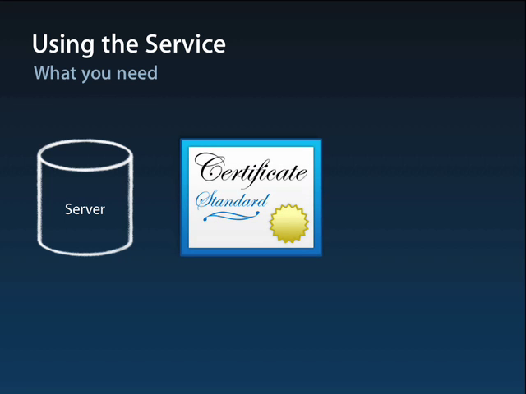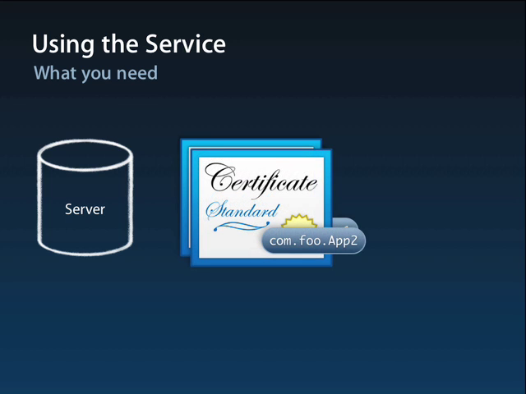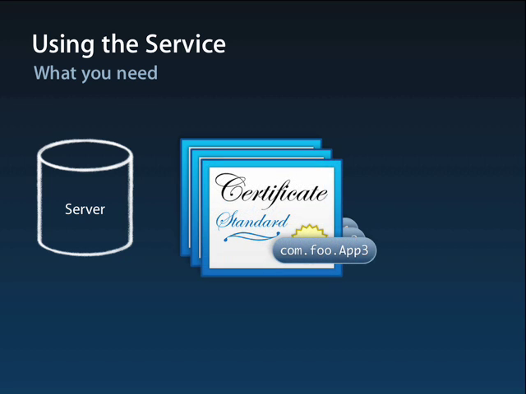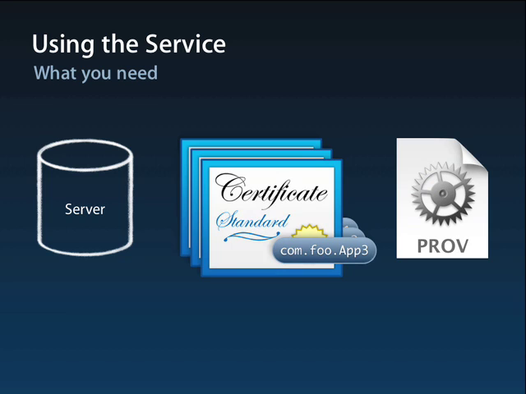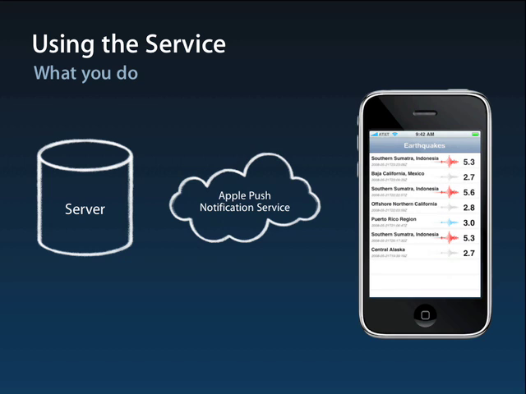You'll also need a certificate for your server. This establishes your identity with the service and automatically identifies the application you wish to send notifications for. This means you'll need a certificate for each application. If you develop multiple apps, you'll need multiple certificates. Finally, you'll need a new provisioning profile that entitles your iPhone app to connect with the service. You obtain your certificates and new profiles from the iPhone Developer Program portal. Once you've got everything you need, you can start using the service.